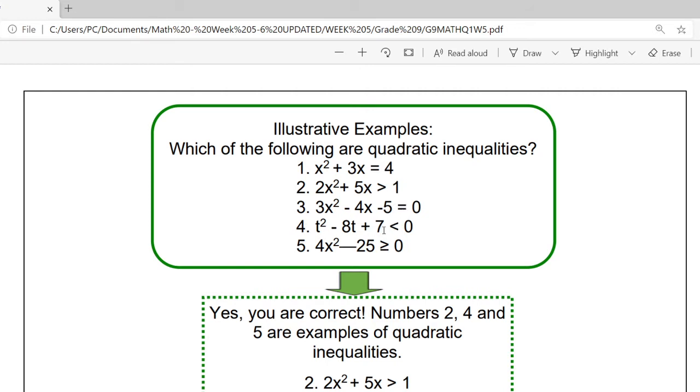Then number 4 is again a quadratic, but it is a quadratic inequality because of the symbol less than. Number 5 is also a quadratic inequality because of the symbol. So only number 1 and number 3 are not quadratic inequalities. Number 2, 4, and 5 are examples of quadratic inequalities.